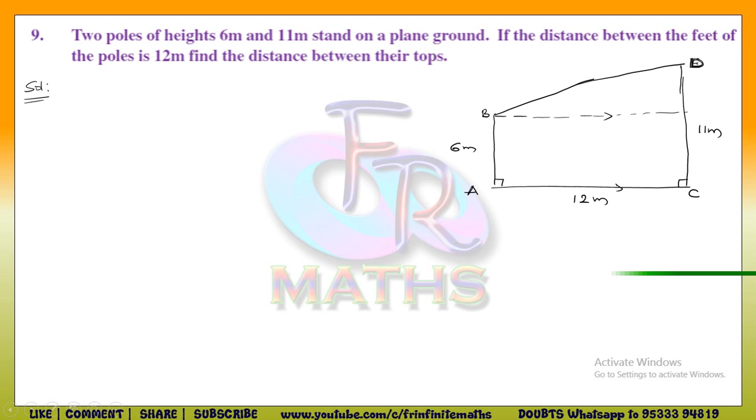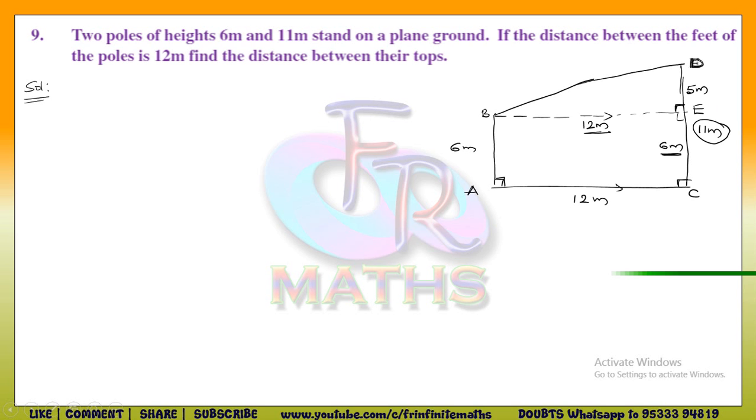Then since this is perpendicular, this will also be perpendicular. Next, since this distance is 6 meters, this is also 6 meters. But this total height is 11 meters. Since this is 6, I can say that this is 5 meters. And since AC is equal to 12 meters, and let us consider this point as E, then BE is also 12 meters, because these all are perpendiculars. That means it is forming a rectangle. In a rectangle, opposite sides are equal. So this is 12 meters.